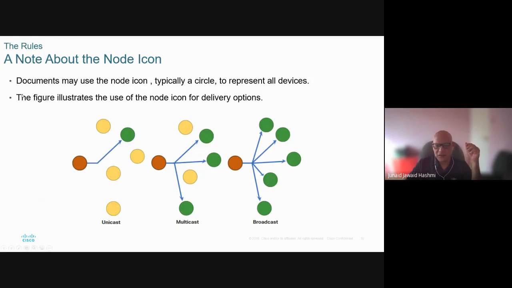Okay, so you see these icons? This one is used for broadcast, this is used for multicast, and this is unicast in your course, okay?